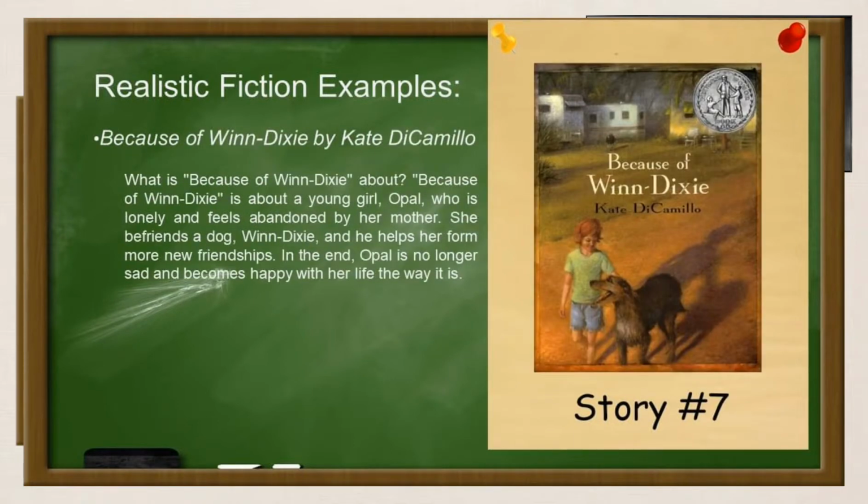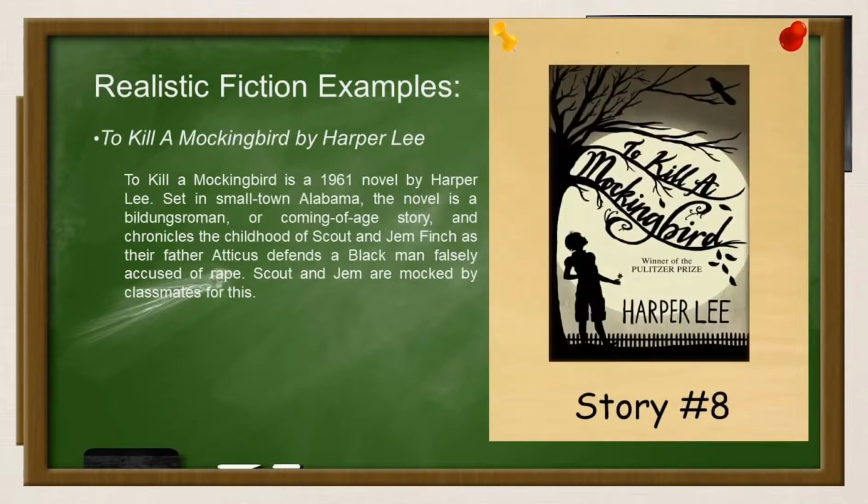Because of Winn-Dixie by Kate DiCamillo. What is Because of Winn-Dixie about? Because of Winn-Dixie is about a young girl, Opal, who is lonely and feels abandoned by her mother. She befriends a dog, Winn-Dixie, and he helps her form more new friendships. In the end, Opal is no longer sad and becomes happy with her life and the way it is.